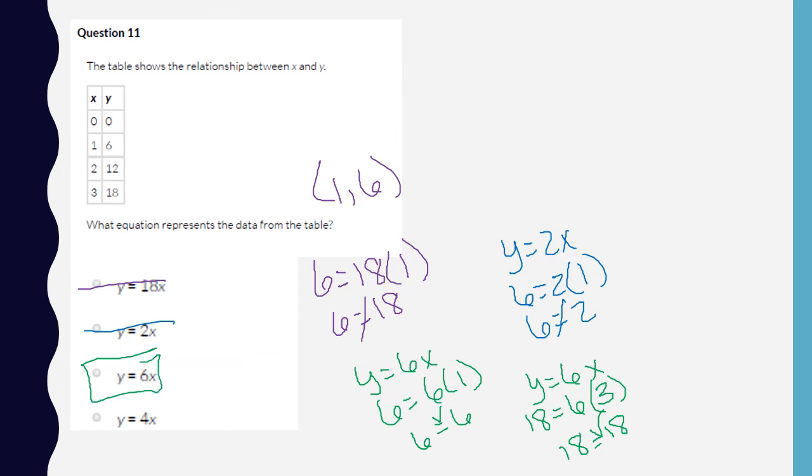Okay, you could have also done that last option, y equals 4x. If I had plugged in 1, 6, I would have gotten 6 equals 4, and that's not a true statement. So that one couldn't have been our option either.